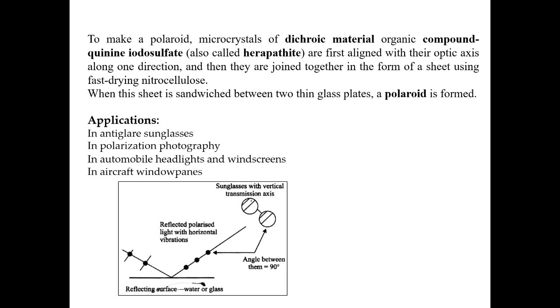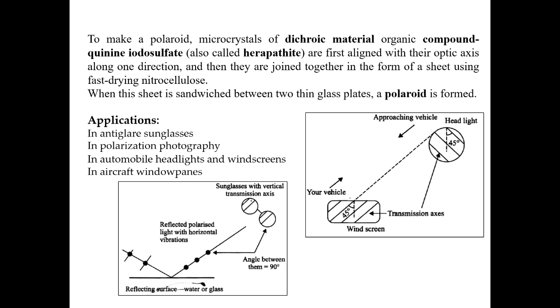Like in anti-glare sunglasses, polaroid lenses with vertical transmission axes are used, which can filter out the reflected polarized light with horizontal vibrations, or glare. In automobile headlights and windscreens, polaroids with transmission axes inclined at 45 degrees with the vertical axis are used. When a windscreen comes in front of a headlight, the transmission axes of them become perpendicular to each other to block most of the light from the headlight from entering the windscreen of the vehicle.